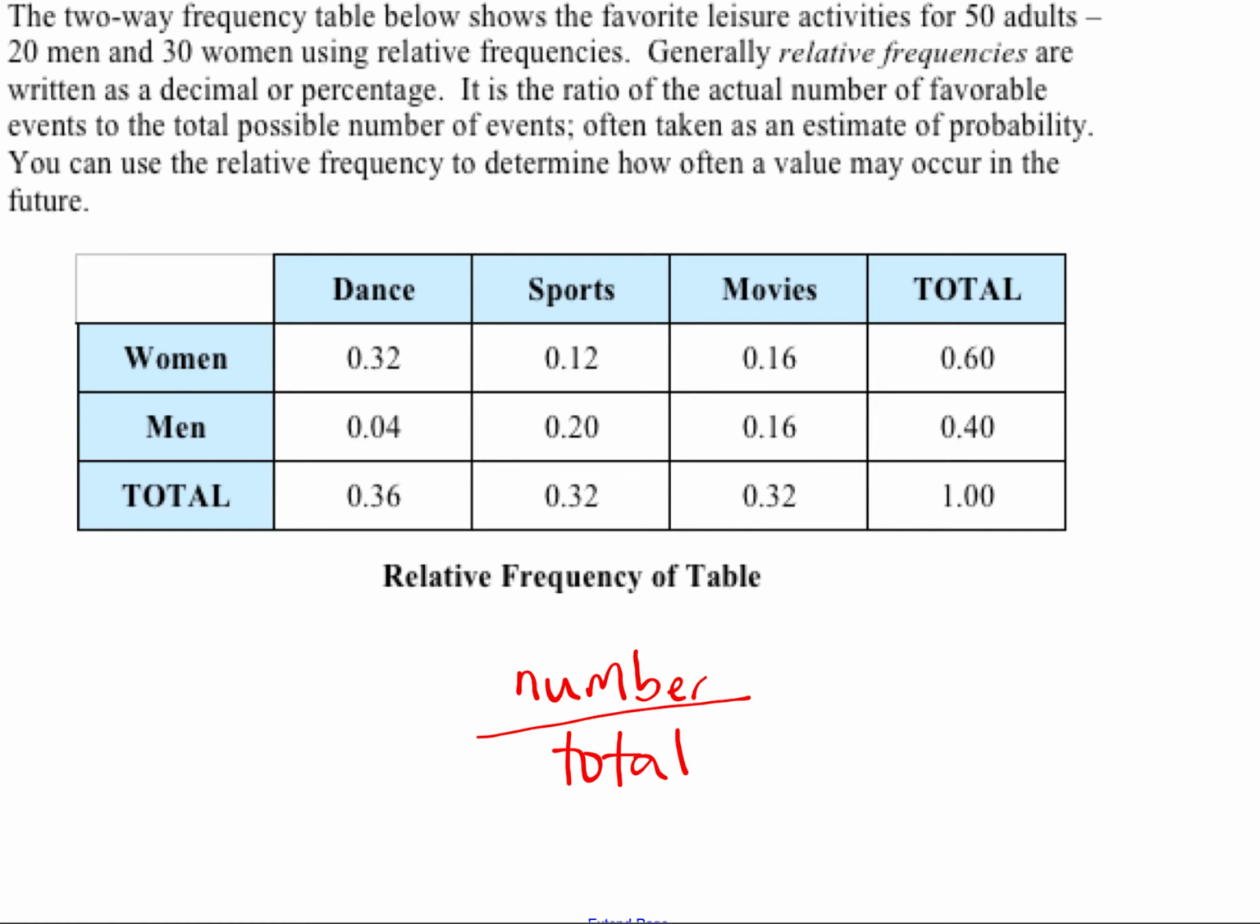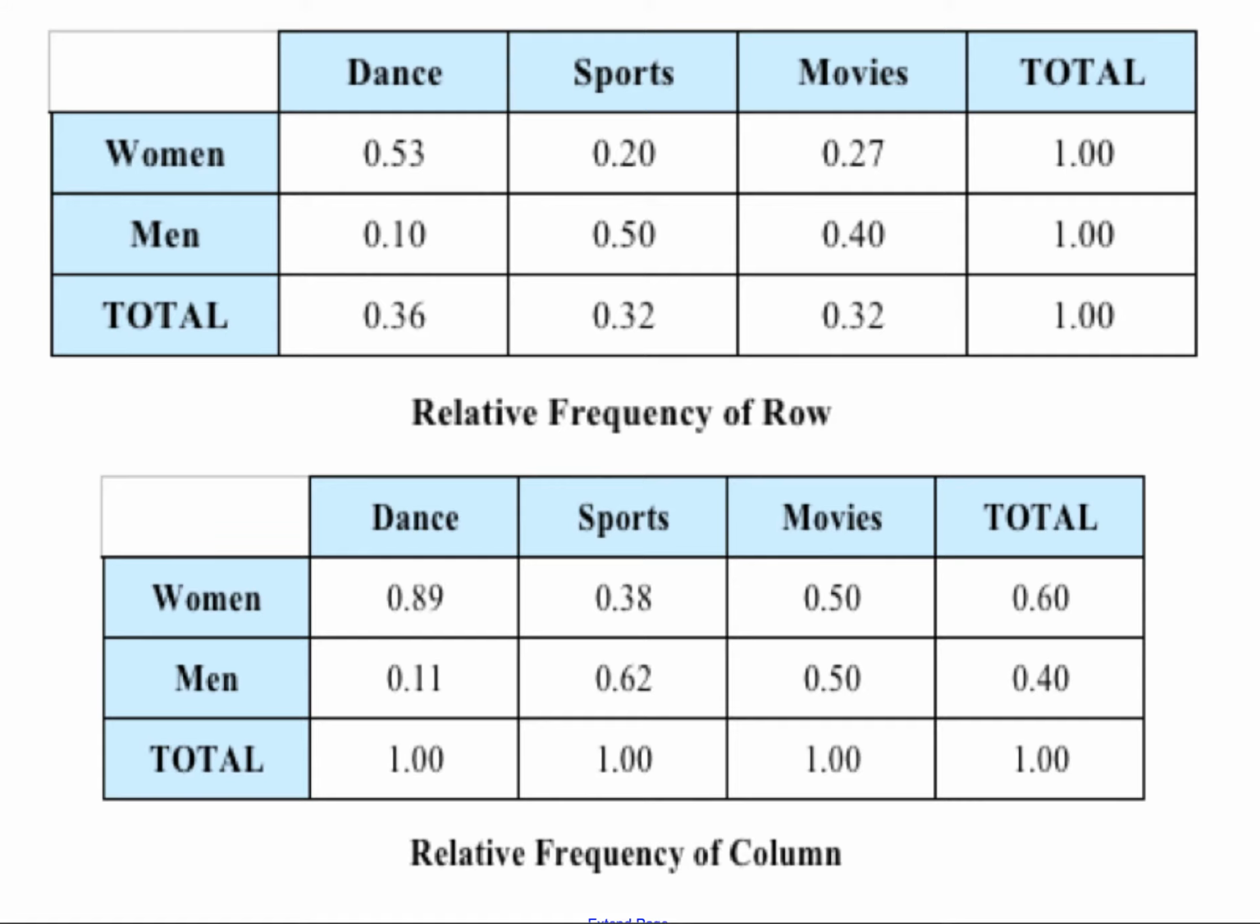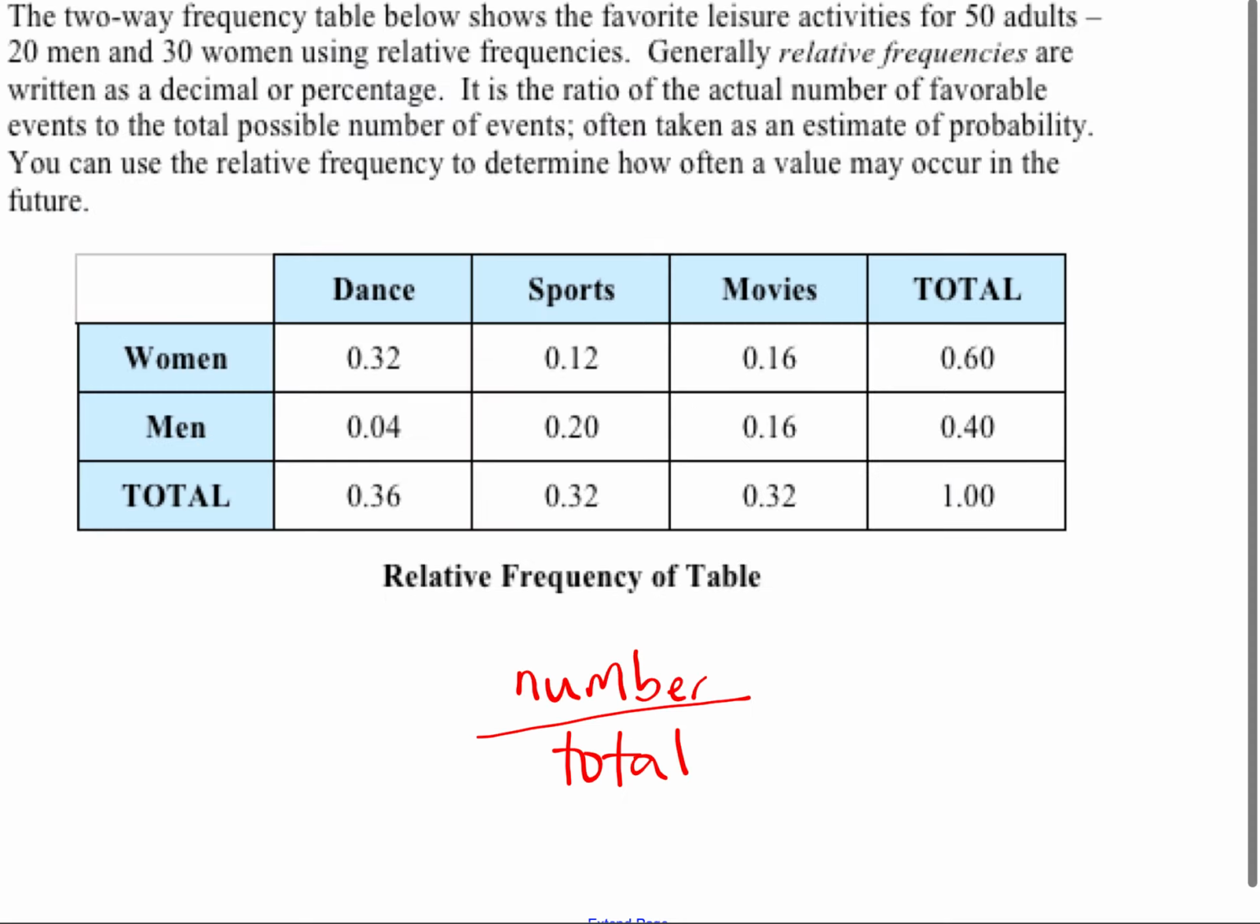Now there are 2 more types of tables. There is the relative frequency by row and relative frequency by column. The thing you should notice, when it's a relative frequency by row, the total column has 100% in all of them at the end of each row. And the reason for that is it's relative by row.